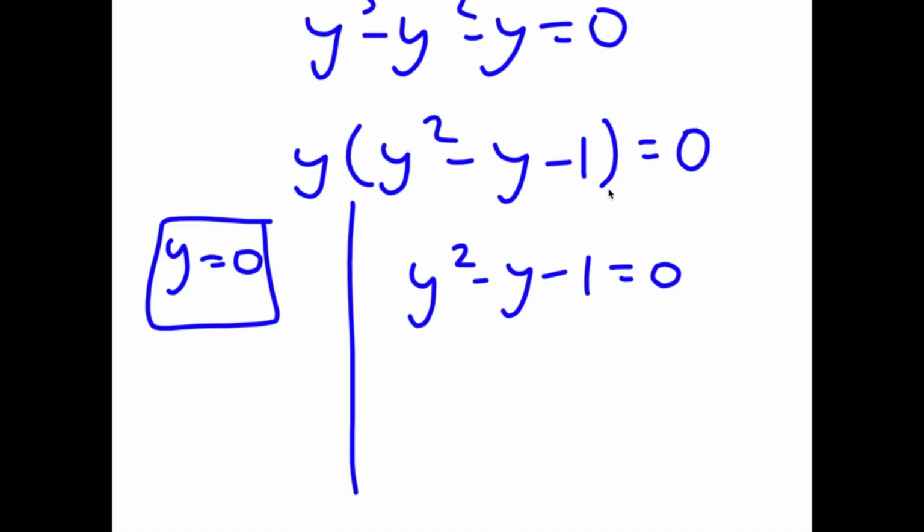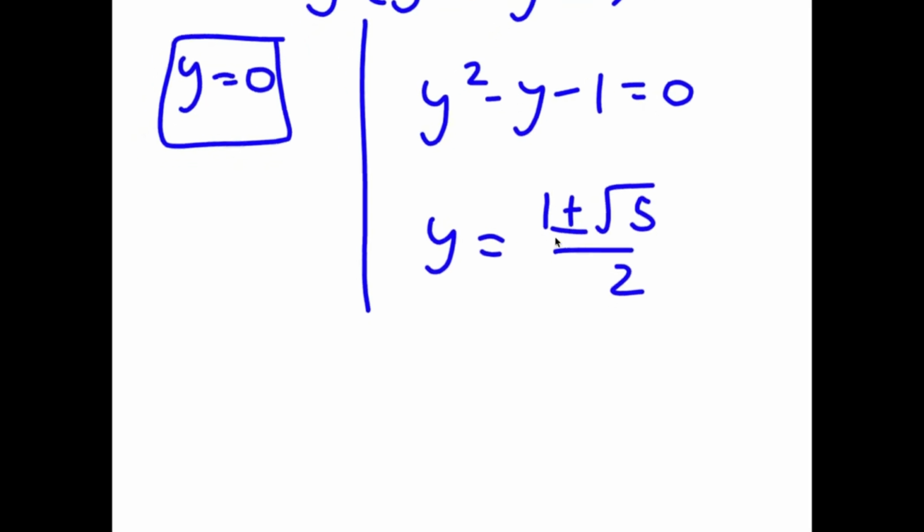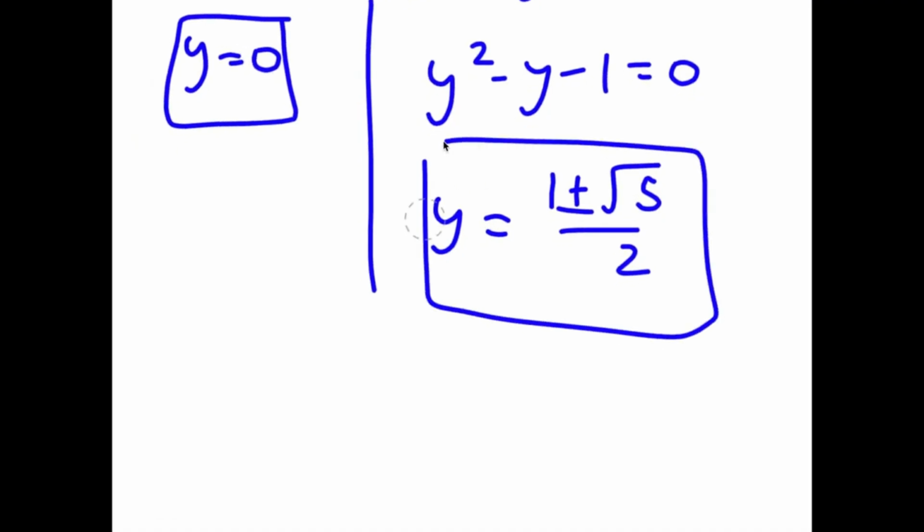And to solve this, I would have to use the quadratic formula, and I'm not going to waste your time by doing all of that, but if I solve this, I should get that y is equal to (1 plus or minus the square root of 5) over 2. So these are two more solutions of y.